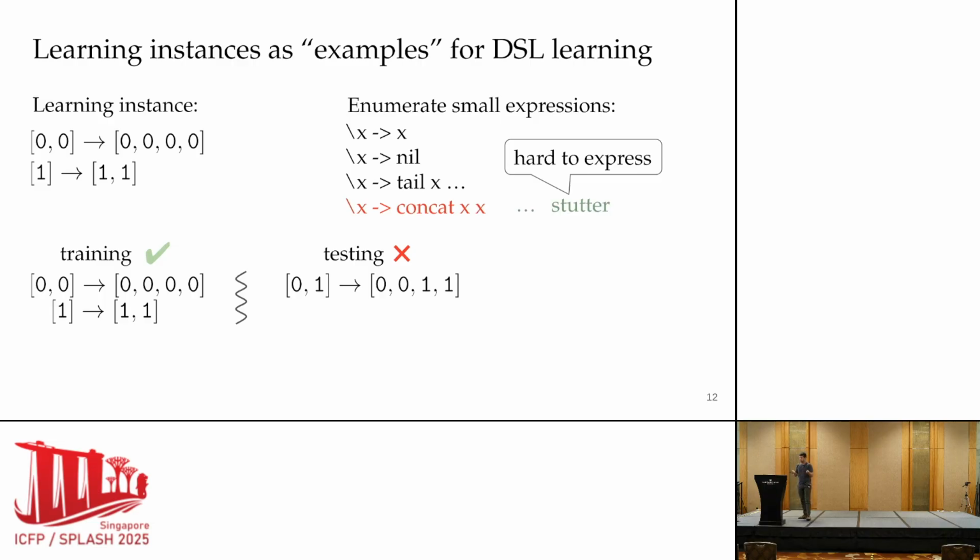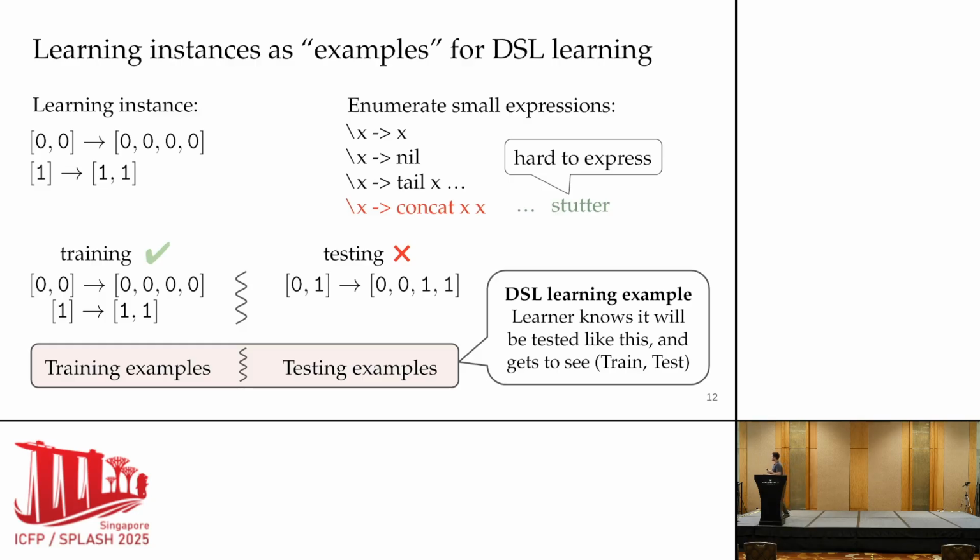So one could blame the algorithm, or one could blame the language here, and we're going to blame the DSL. So we're going to say we like the algorithm that picks simple concepts, and we're going to try to get a new DSL that can solve these problems. So the idea is to take these learning instances, split into training and testing sets of examples, and treat them as a kind of DSL learning example. So the learner knows that it's going to be tested like this, and it gets to see the training and the testing examples.